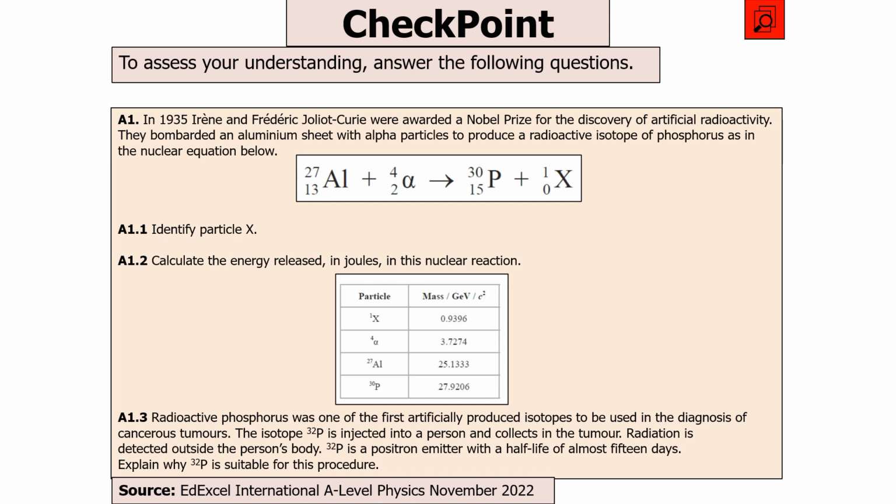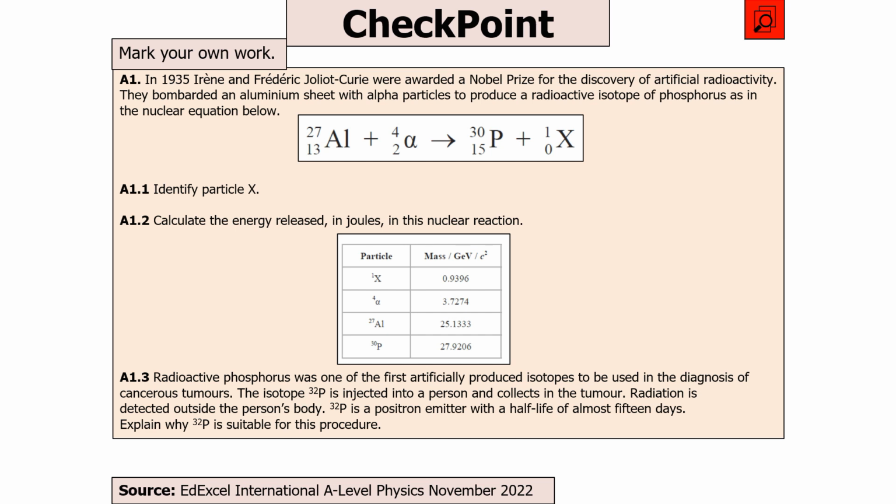The isotope of potassium is injected into the body and collects in the tumour. Radiation is detected outside the person's body. It is a positron emitter with a half-life of almost 15 days. Explain why it's suitable for this procedure. So pause the video now, then unpause the video when you want to go through your answer.